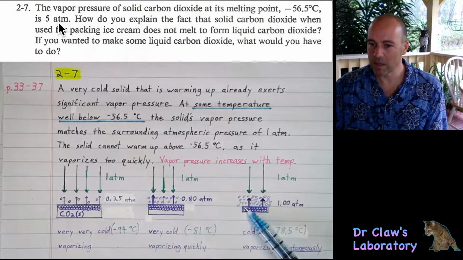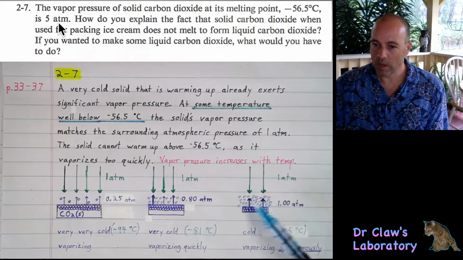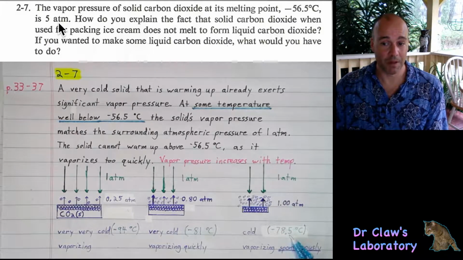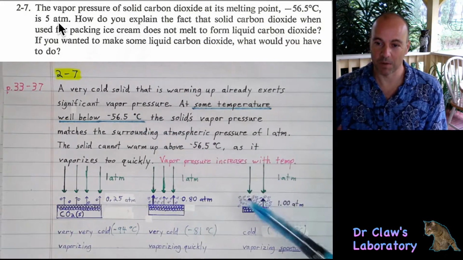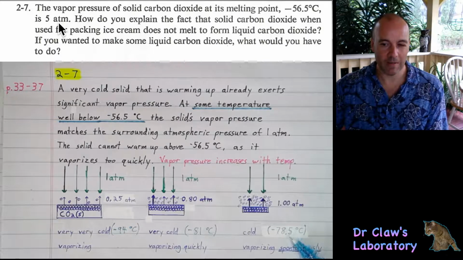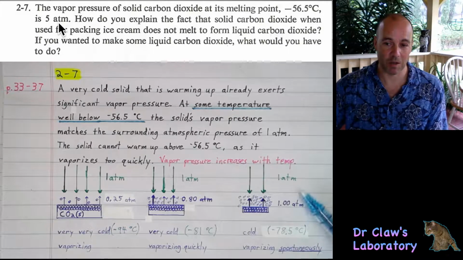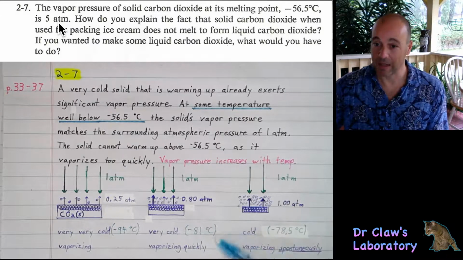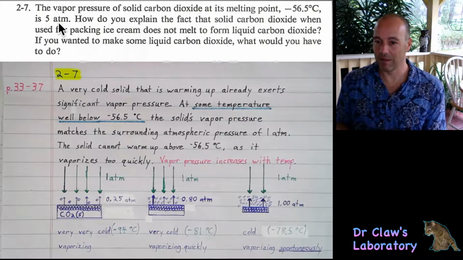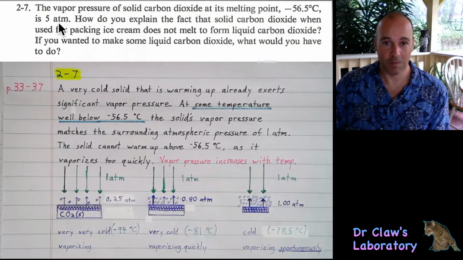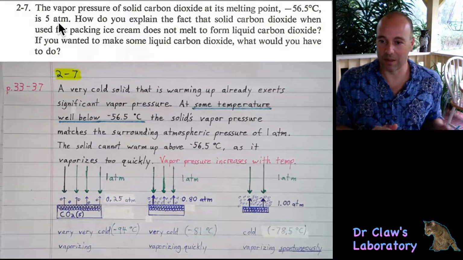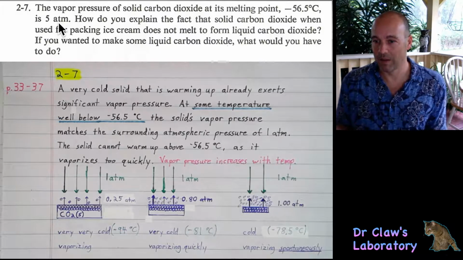And as you warm this up to the point where its vapor pressure actually matches atmospheric pressure, and this occurs at negative 78.5, which is much less than negative 56.5. So at negative 78.5, the vapor pressure of CO2 actually matches atmospheric pressure. Well, now it's not only vaporizing quickly, but it's vaporizing spontaneously. So the carbon dioxide at this point would rather be in the vapor phase rather than the solid phase. Especially if it continues warming up.